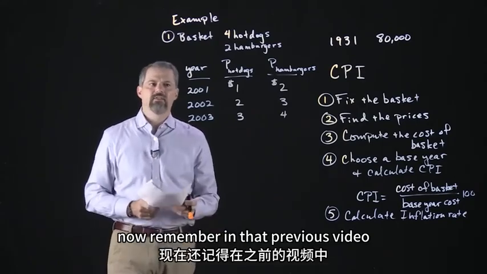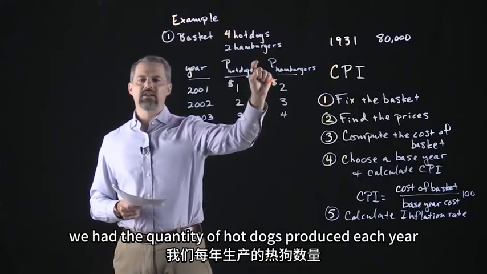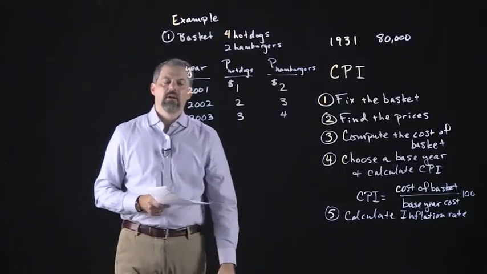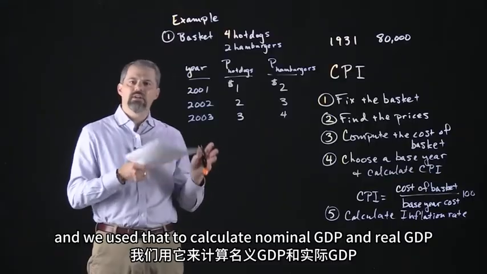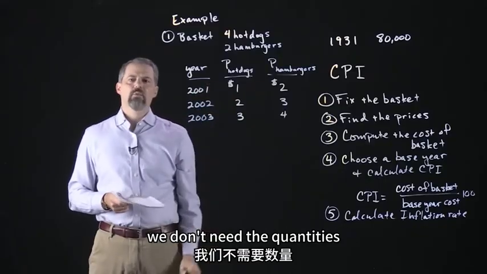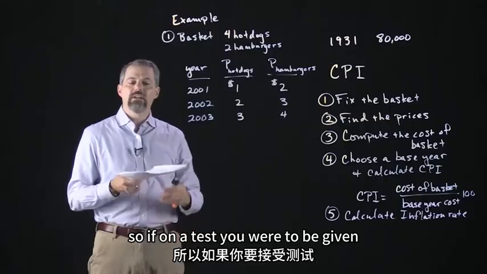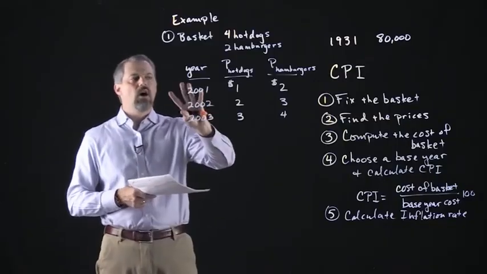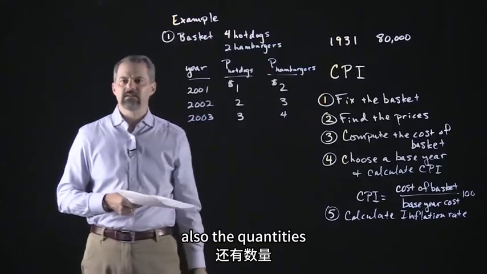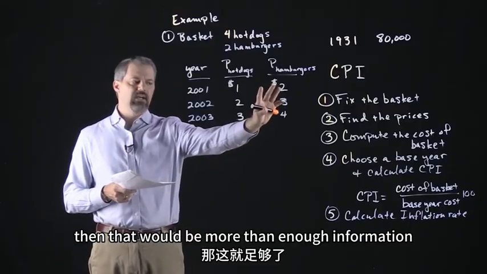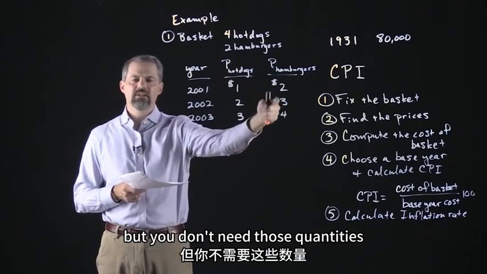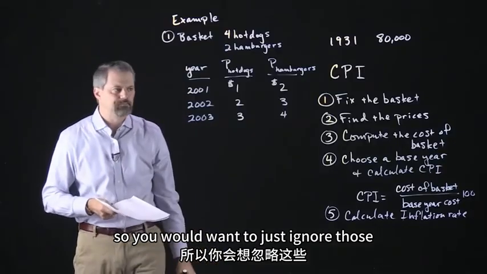Now remember, in that previous video we also had some quantities. We had the quantity of hot dogs produced each year and the quantity of hamburgers produced each year. And we used that to calculate nominal GDP and real GDP and the GDP deflator. For what we're doing with the CPI, we don't need the quantities. So if on a test you were given all of this information, the years and the prices and also the quantities, then that would be more than enough information to calculate the CPI. You need the basket, but you don't need those quantities, so you would want to just ignore those.